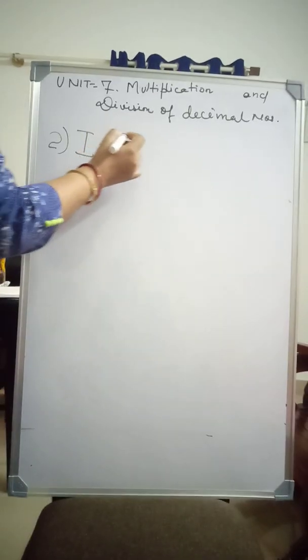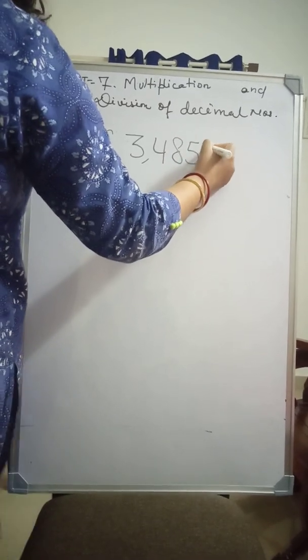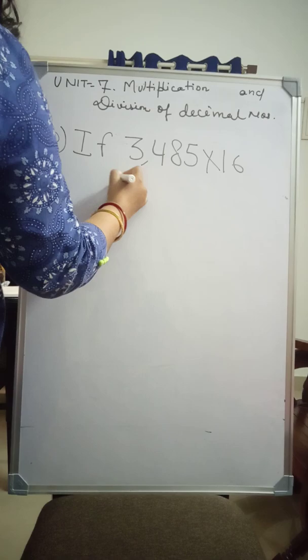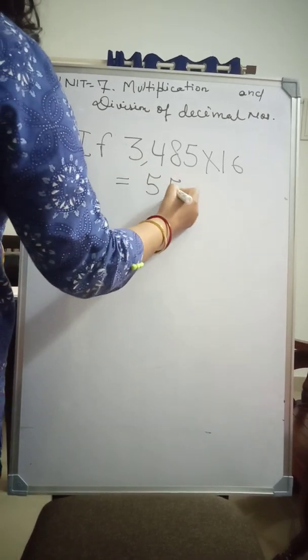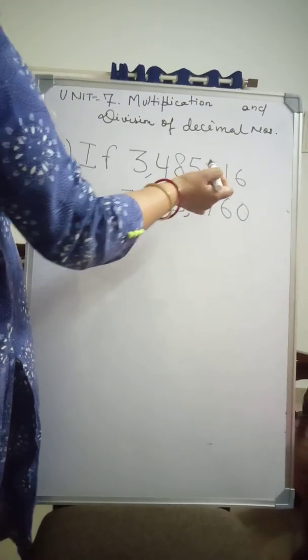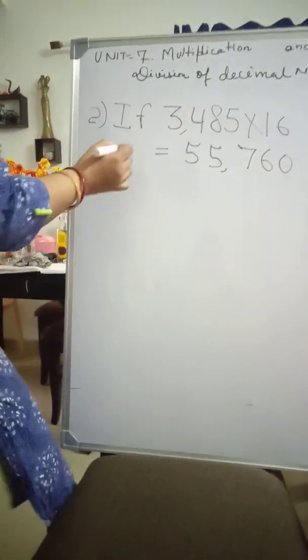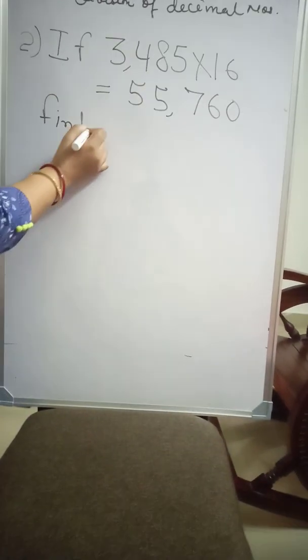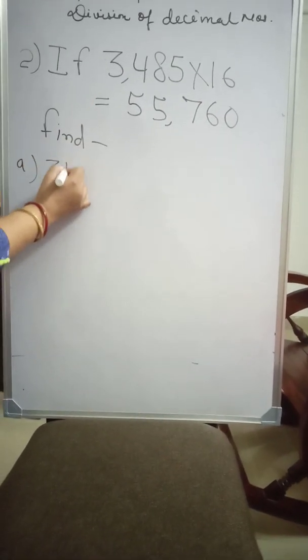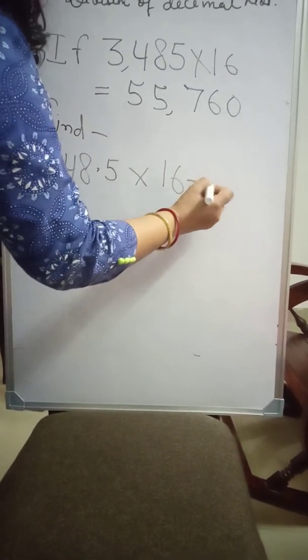In question number 2, if 3,485 multiplied by 16 is equal to 55,760, find first 348.5 into 16 equal to what?